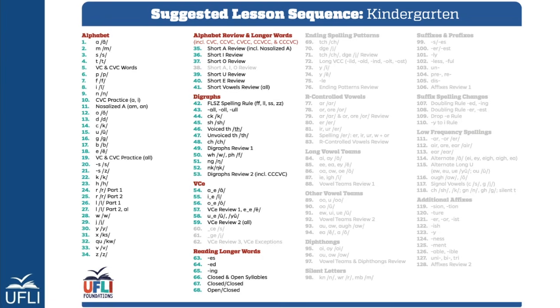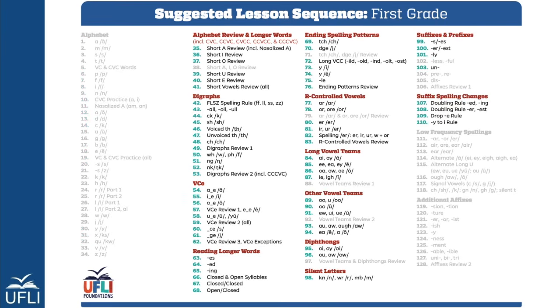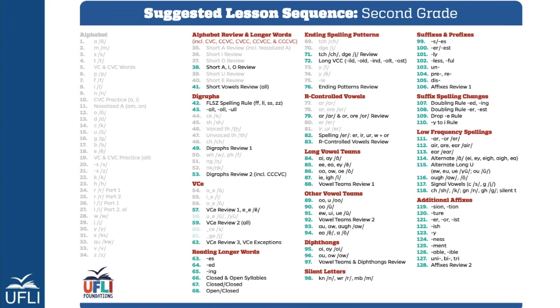In addition to the full scope and sequence, we have a suggested lesson sequence for each grade level. This is the kindergarten suggested sequence. Here's the first grade suggested sequence. You'll see some overlap with kindergarten. The idea is that you'll be coming back to review at the beginning of the year and then continuing on to more advanced skills. Then in second grade, it moves on, again overlapping with some of the earlier skills, but continuing on to even more complex skills.